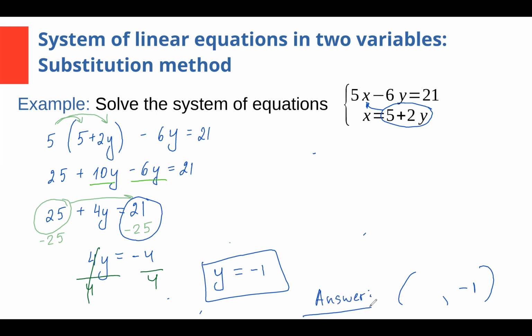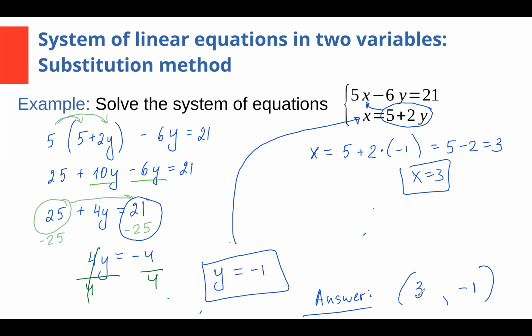I found the second coordinate. And now I go back. They called it backtracking, I think, right? I go back to this equation to find the x. So x is equal to 5 plus 2 times negative 1, right? So it's 5 minus 2 and it's equal to 3. So x is equal to 3 and I will plug it in over here into this position, so that x is equal to 3.